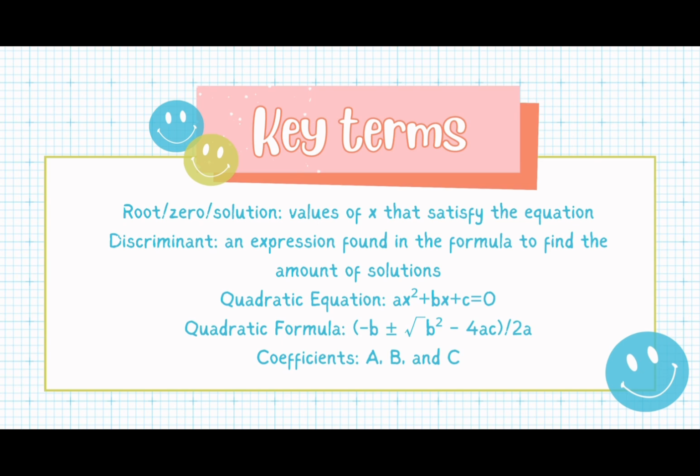Next is a quadratic equation, ax squared plus bx plus c equals 0. This is the format the question will arrive in. And next is, of course, the formula you use to solve the equation, negative b plus or minus the square root of b squared minus 4ac, all over 2a.